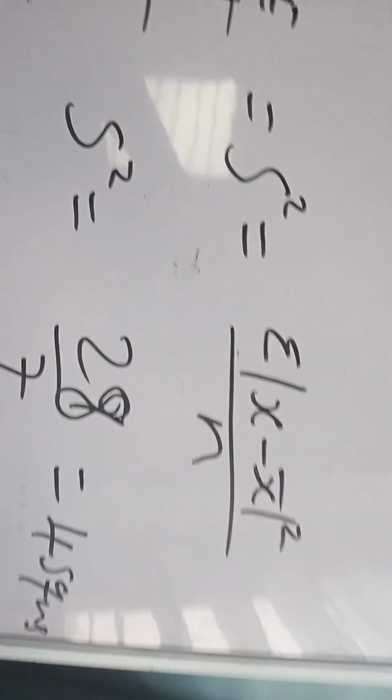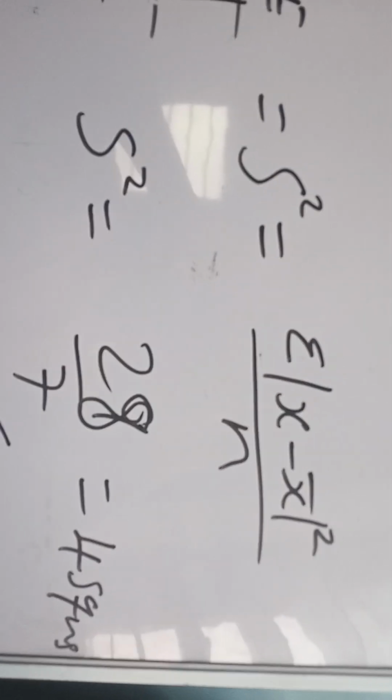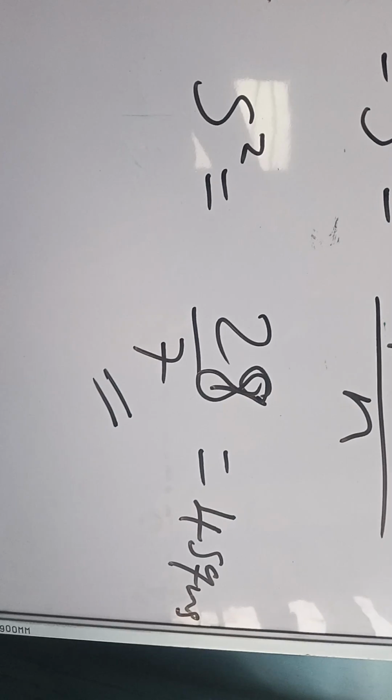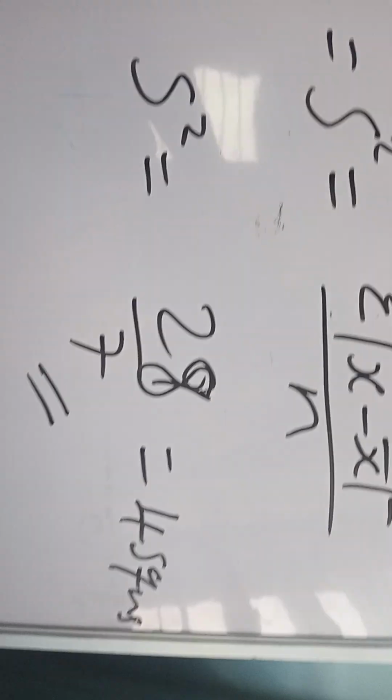The 28, we put into this formula, which is projected there. The s squared is the sigma of (x minus x bar) all squared over n. Now s squared is 28 over 7, which finally gives us 4. This is what is called the variance.